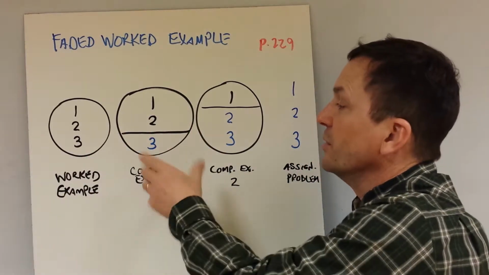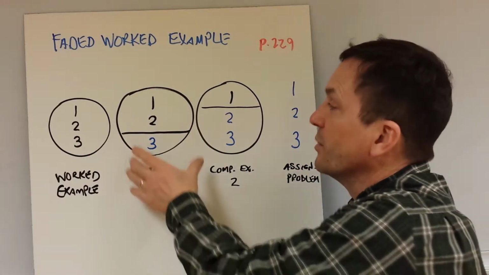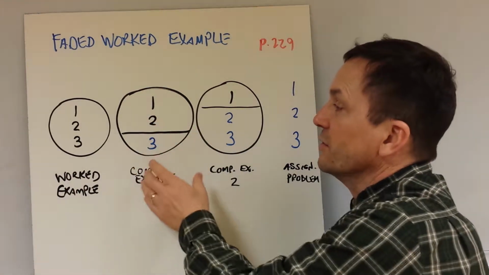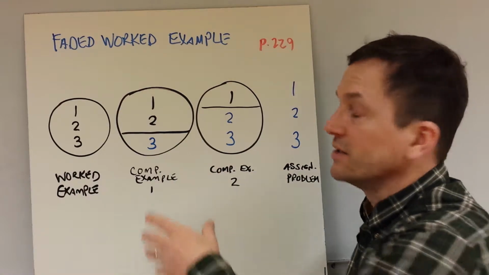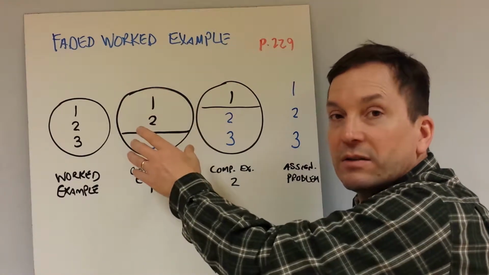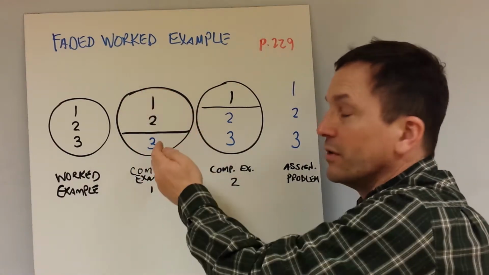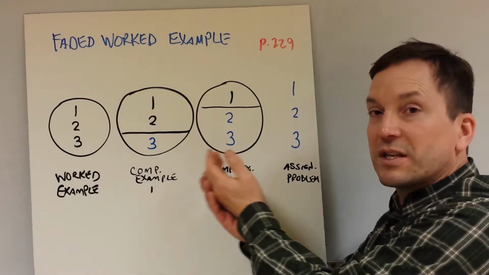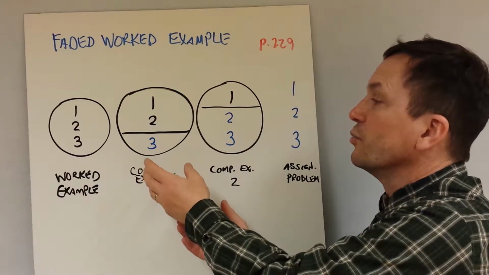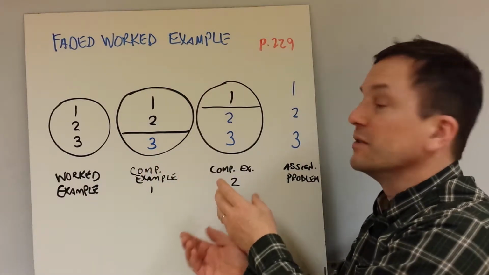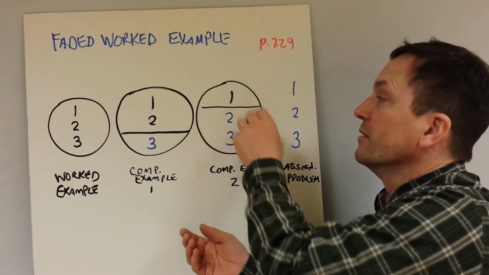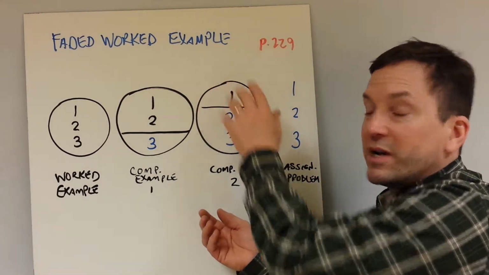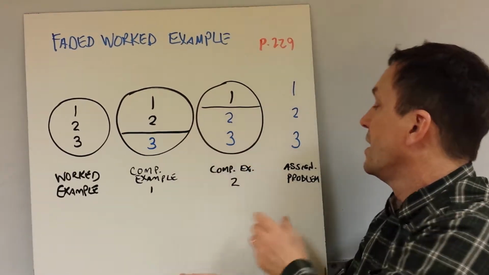Then the next example, which they call a completion example, is they take away and leave out one of the tasks near the end, or a few of the tasks near the end. So they expect the trainee to do several of the tasks near the end. Then they just continue to move and release more and more responsibility to the trainee, to the point where they are providing very little for the trainee and the trainee is doing quite a bit.